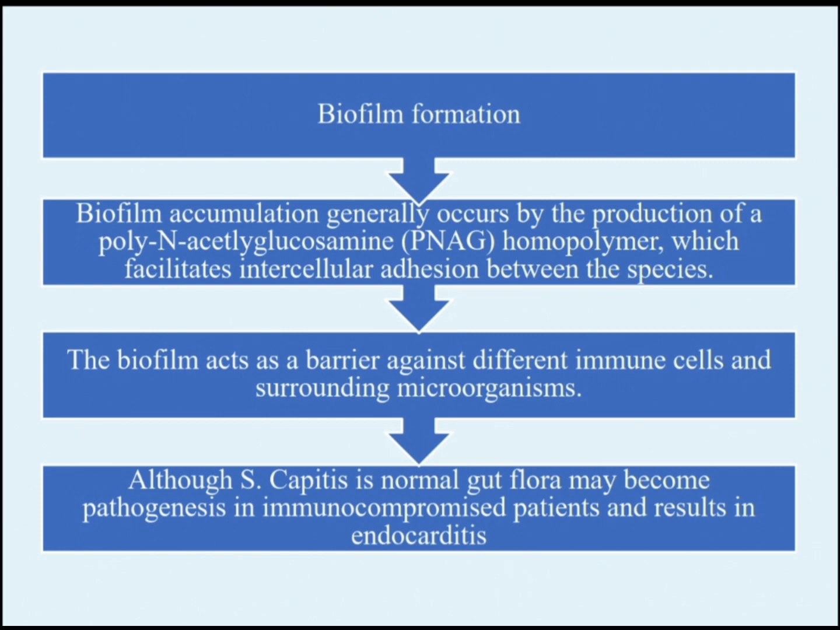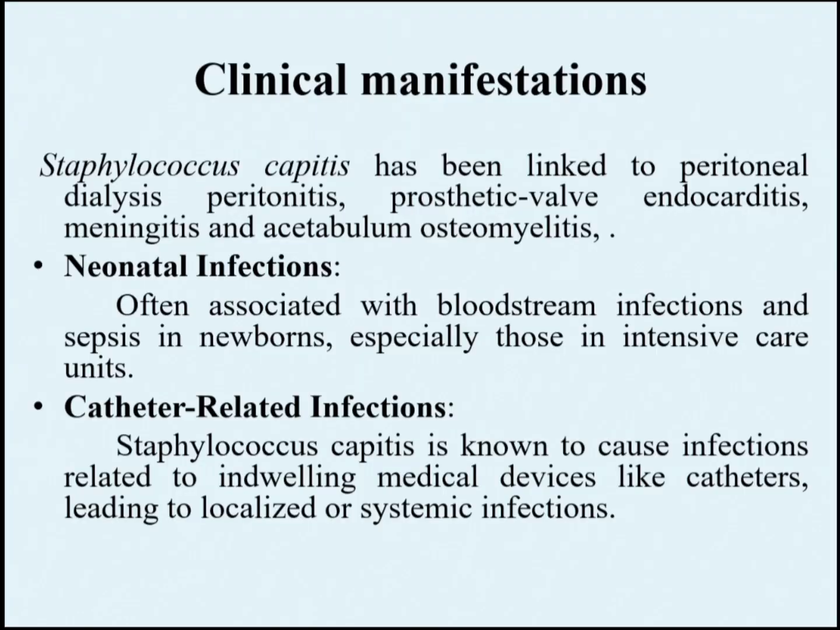Next, biofilm formation. Biofilm accumulation generally occurs by the production of poly-N-acetylglucosamine, that is PNAG homopolymer, which facilitates intercellular adhesion between the species. The biofilm acts as a barrier against different immune cells and surrounding microorganisms. Although Staphylococcus capitis is a normal flora, it may become pathogenic in immunocompromised patients and result in endocarditis.